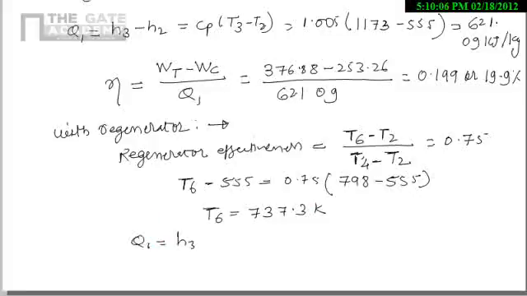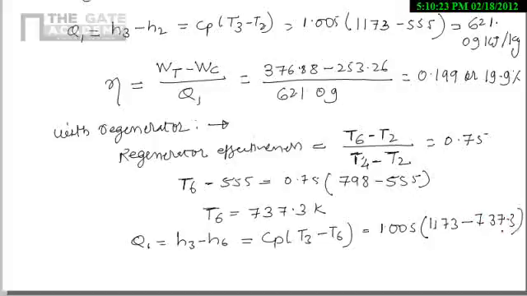So now I can calculate Q1. Q1 is nothing but H3 minus H6. So Cp times T3 minus T6. So Cp is 1.005, T3 is 1173 minus T6 is 737.3. So this value will come, Q1 equals 437.88 kilojoule per kg. So the Q1 will come 437.88 kilojoule per kg.